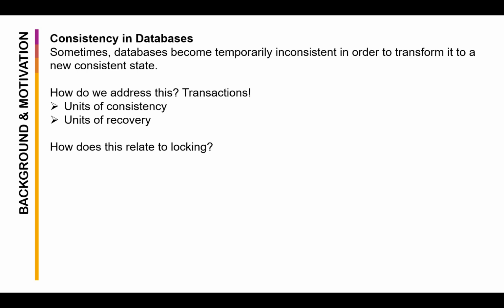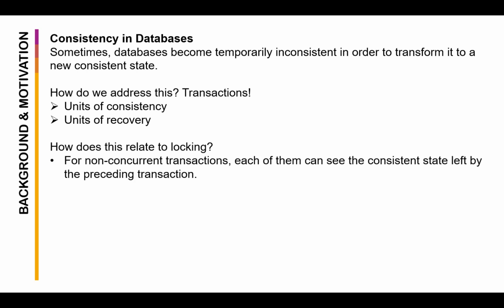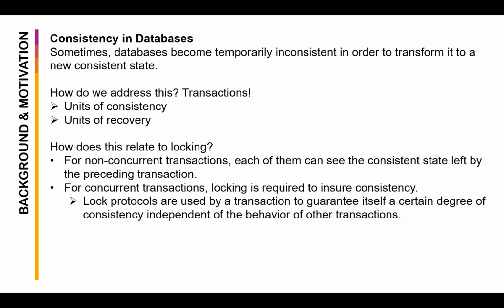For non-concurrent transactions, each transaction will be able to see the consistent state the transaction before them left. But for concurrent transactions, these states are not really visible, so there are chances that a transaction will be using a previous consistent state, but another concurrent transaction is using the same consistent state and will produce a totally different consistent state after.